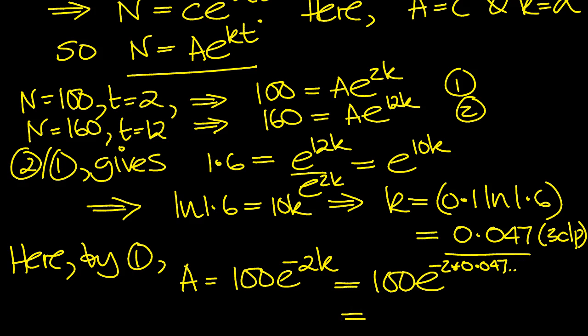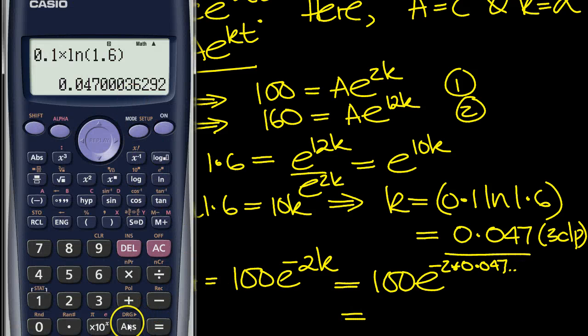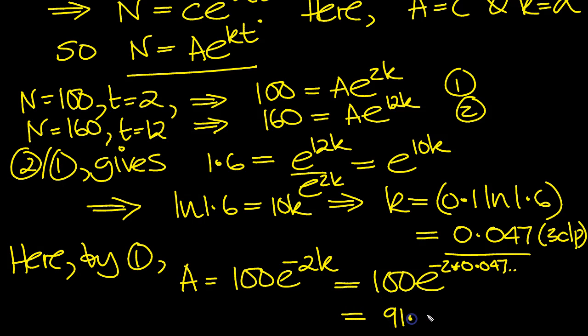I think I've still got that in the calculator. There it is. So let's press answer on that. Yeah, so that's our answer. So we want 100 times e to the power negative 2 times the answer, which equals 91.0282. So that's 91.028 to 3 decimal places. So there's our value of a.